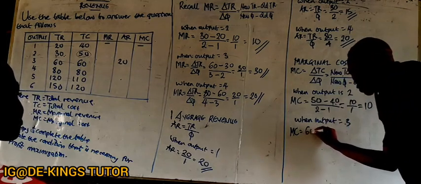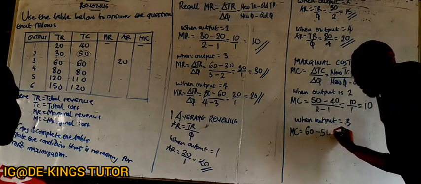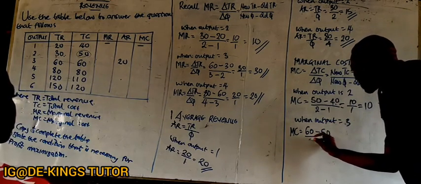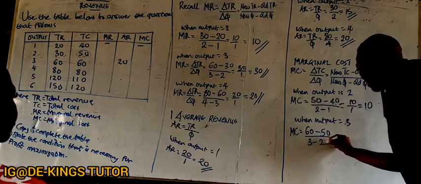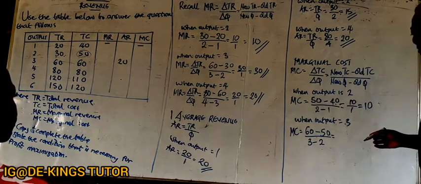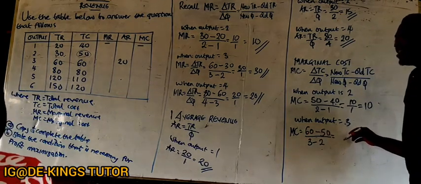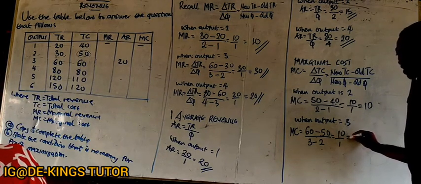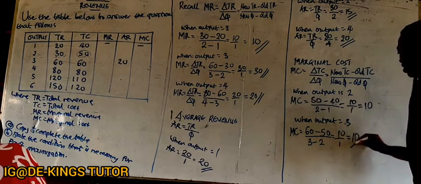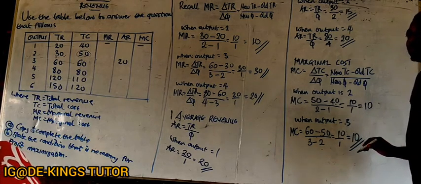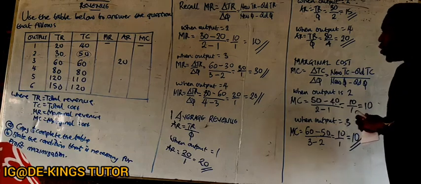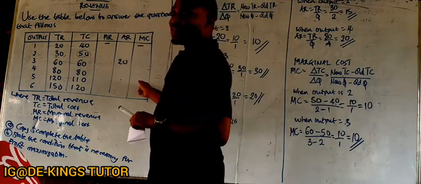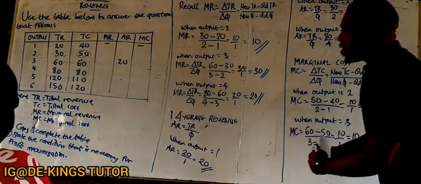50. Okay. Minus what's the old? 50. Okay, thank you. When output is 3, what's the quantity? 3, minus 2. This is now a fancy exam question. 60 minus 50 is 10. 10 divided by 3 minus 2, which is 1. 10 divided by 1 is 10. Okay, so that's how to solve it. You complete the rest for me. So that's the first one.